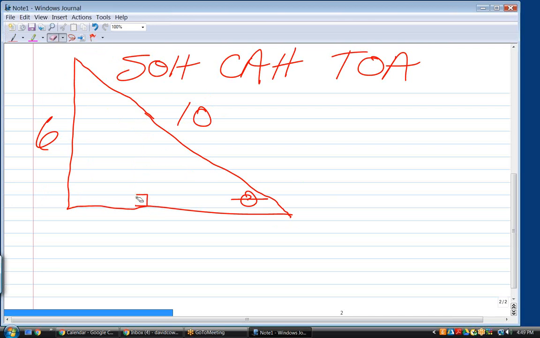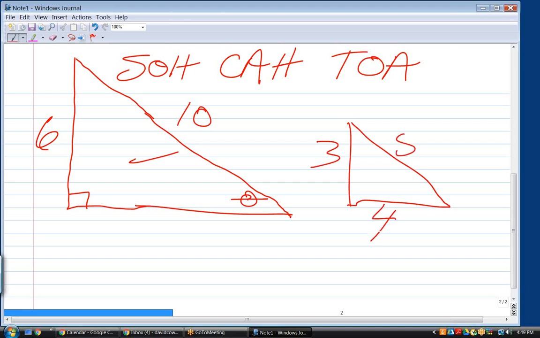It doesn't matter how much you extend the triangle, as long as it's a similar triangle. In other words, this triangle here is similar to your 3, 4, 5. Only it's a 6, 8, 10. But theta is the same in either case. We know that similar triangles have the same angles, right?